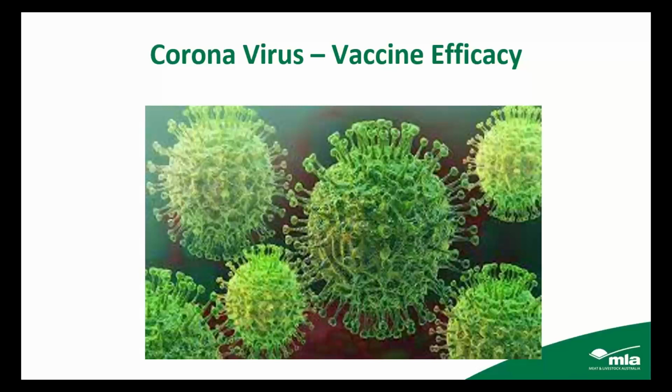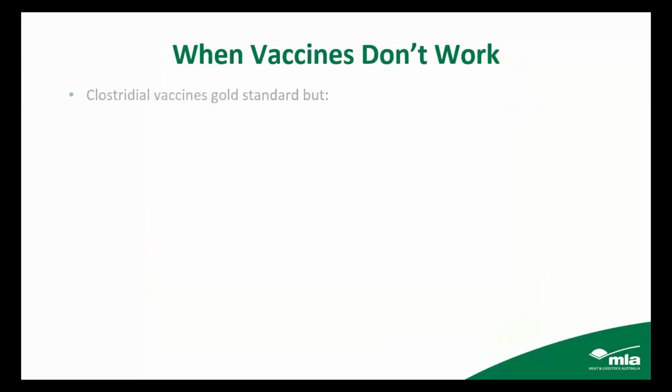And so all of a sudden, I think that most of us realize, in fact, that vaccines don't always provide 100% control of any disease, even when used under the best conditions. So these are the conditions when the vaccines may not work like you want them. The clostridial diseases are absolutely the gold standard. So pulpy kidney, blackleg, malignant edema, black disease. If your vaccine program is up to date, and even in the face of very high challenge, you can expect them to work pretty much 100%.